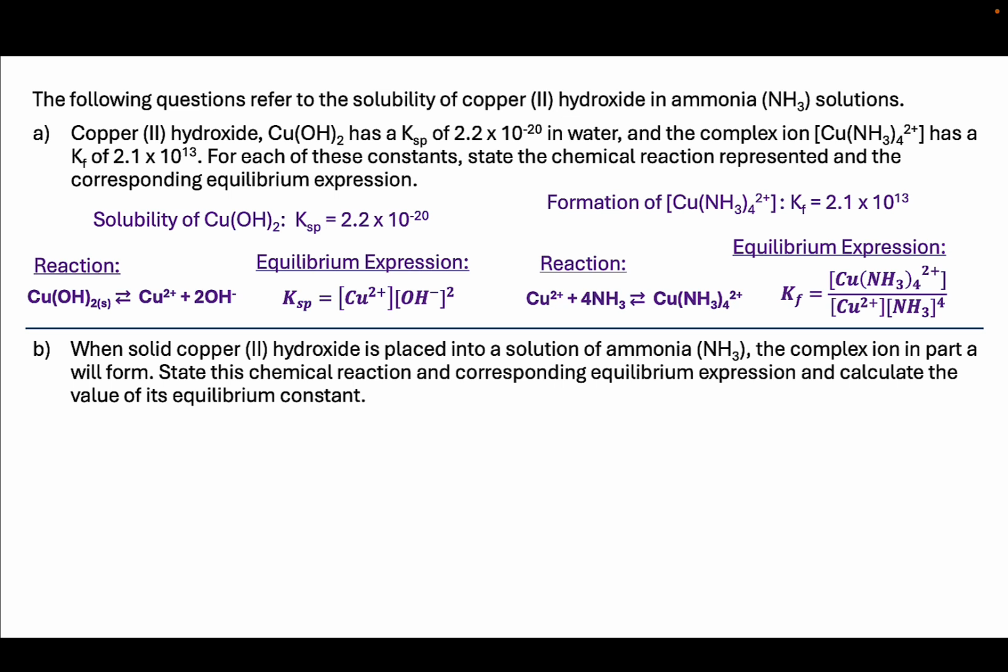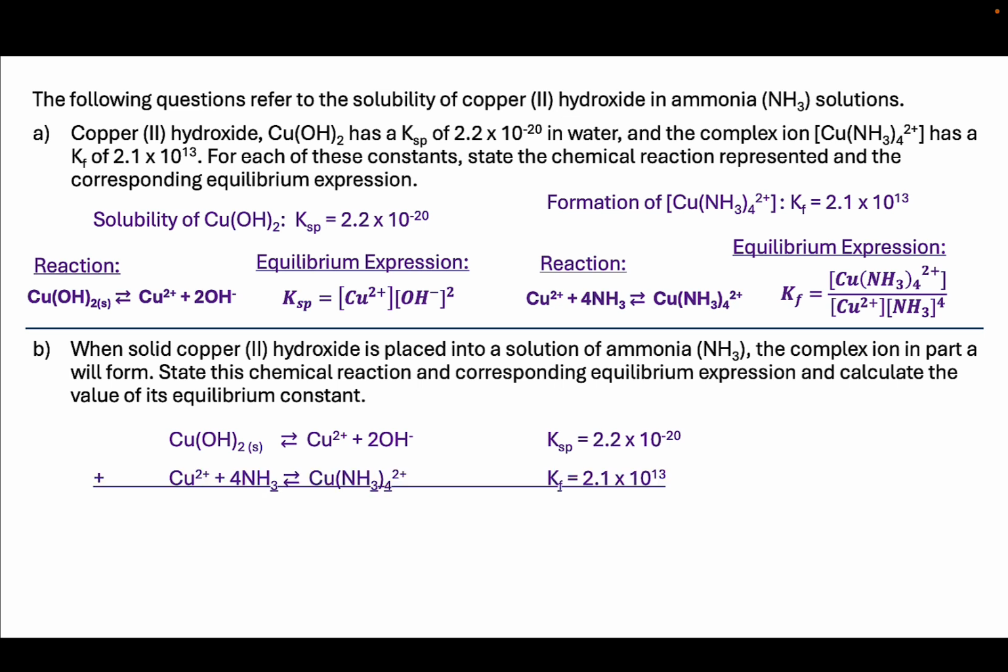Okay, so now the question is asking, when we put copper 2 hydroxide into ammonia, we have a formation of the complex ion. And we want to state the chemical reaction and equilibrium expression for this and the value of its constant. And a technique we use for this, and one you should be familiar with by now, is that we have our KSP, our solubility of our copper hydroxide, and we're going to add to it the reaction that's the formation of the complex ion. And we have both their K values.